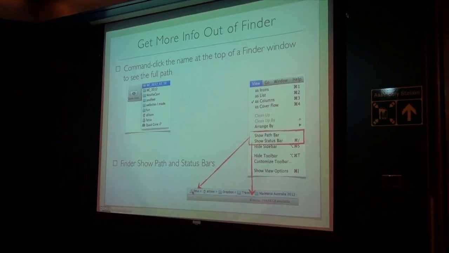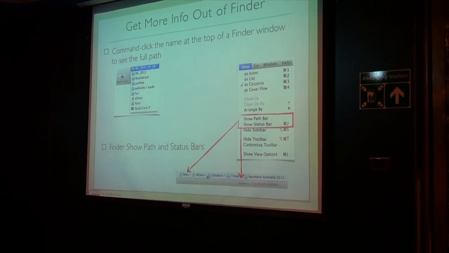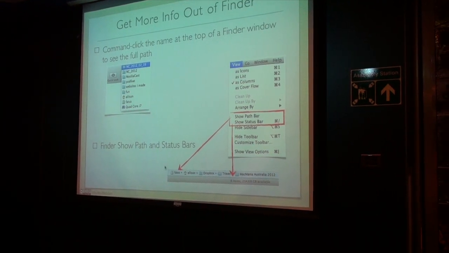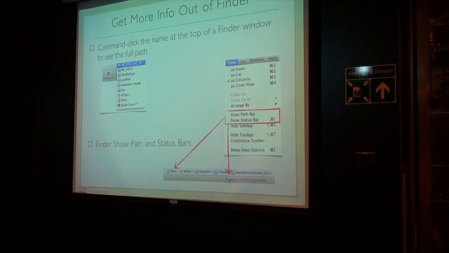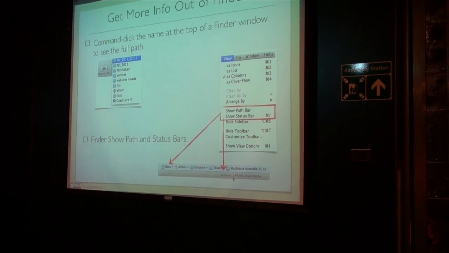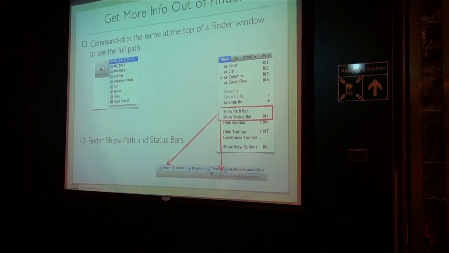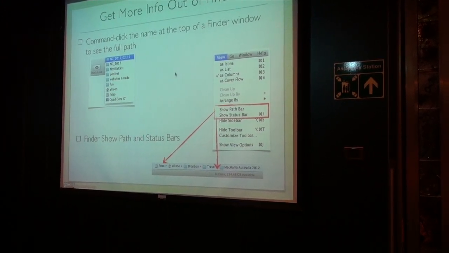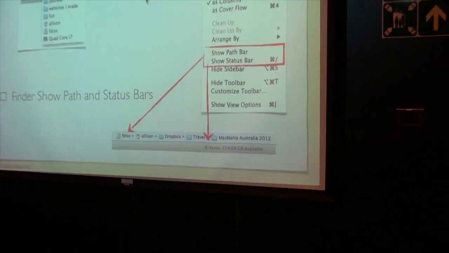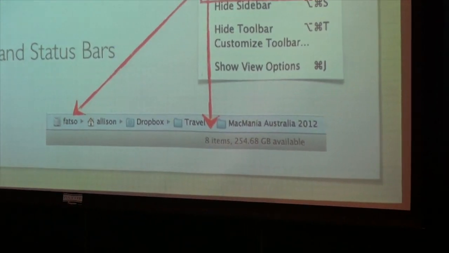Another thing I wanted to show, and Sal's talk had already had this turned on, but at one point he pointed down to the bottom of his Finder window, and he had the full path showing for a file that he had selected. And he also had it showing how many items were in that folder and how much disk space he had left. You can't do that unless you have toggled that on. I believe that's off by default.